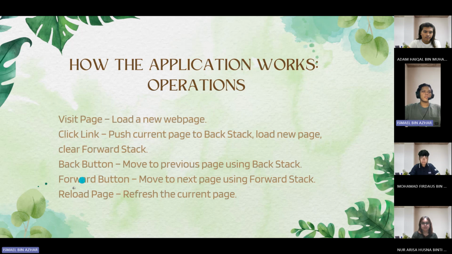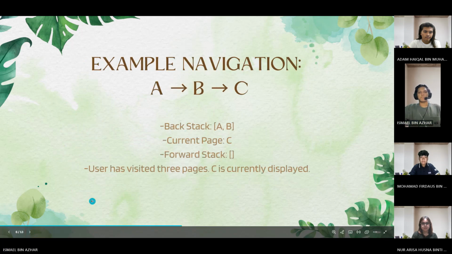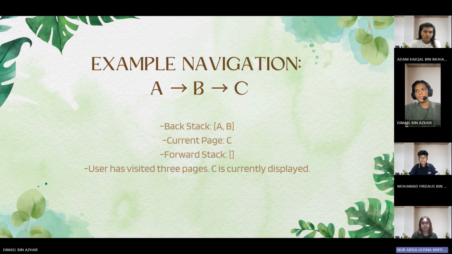Okay, next, Arisa. So for slide 6, which is the example navigation, A to B to C, let's go through an example. Imagine you visit 3 pages, A, then B, then C. At this point, the back stack has A and B, the current page is C, and the forward stack is empty. This shows how the browser remembers the path you've taken.